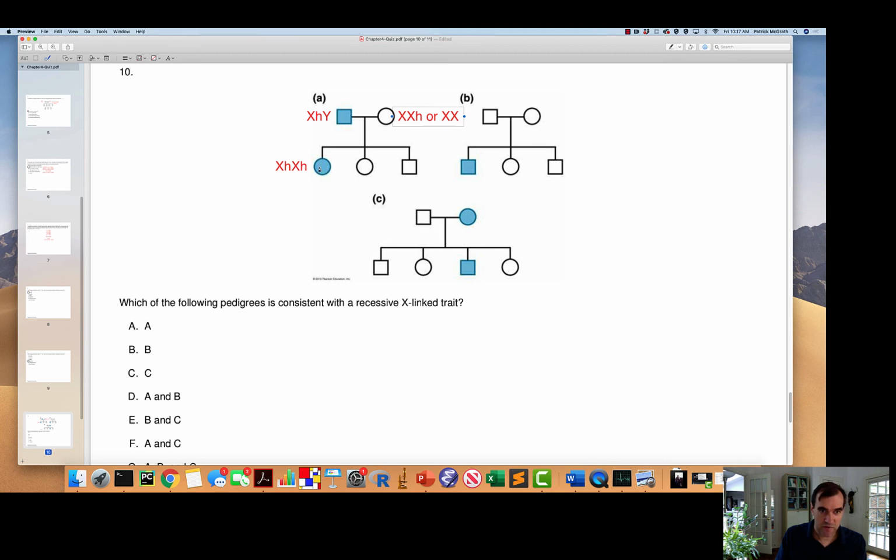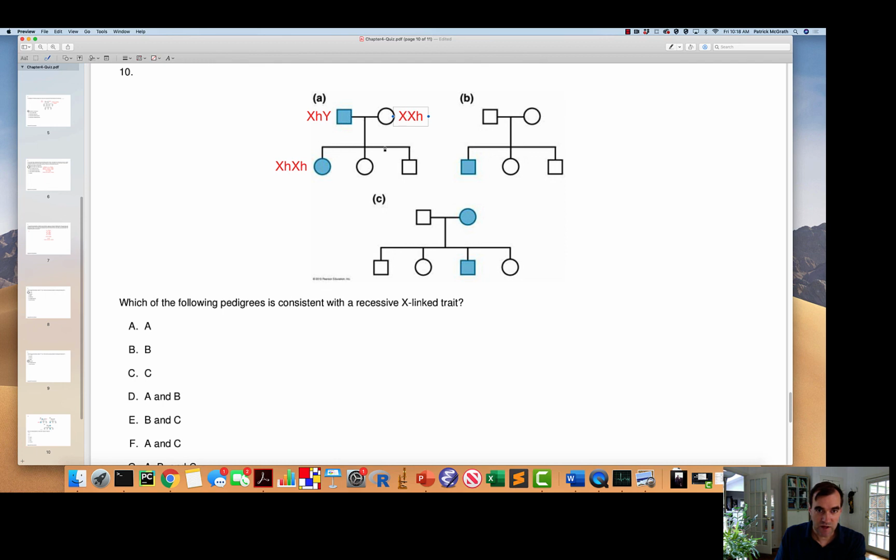Now we look at this information right here. Is this consistent with the father's? Yes. So the father has to pass on an XH to the daughter. And then for the mother to be able to pass this on, she must be this genotype right here. So the only way that she can have an offspring that has it is that situation right there.